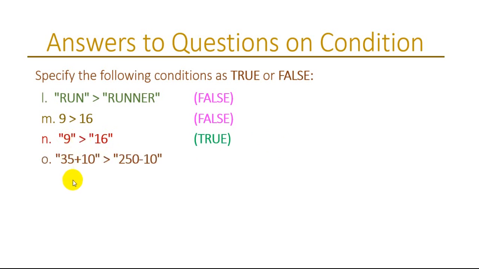Then here, let's look at the expression. Now here we are saying 35 plus 10 and 250 minus 10. It looks like you would calculate them, but no, because these are alphanumeric constants. These are strings. So when they are alphanumeric, how does the comparison happen? It takes the first character of this and compares with the first character of this. The ASCII value of 3 is more than the ASCII value of 2. Therefore, this string is greater than this, is true. It doesn't solve anything like it would happen in a numeric.